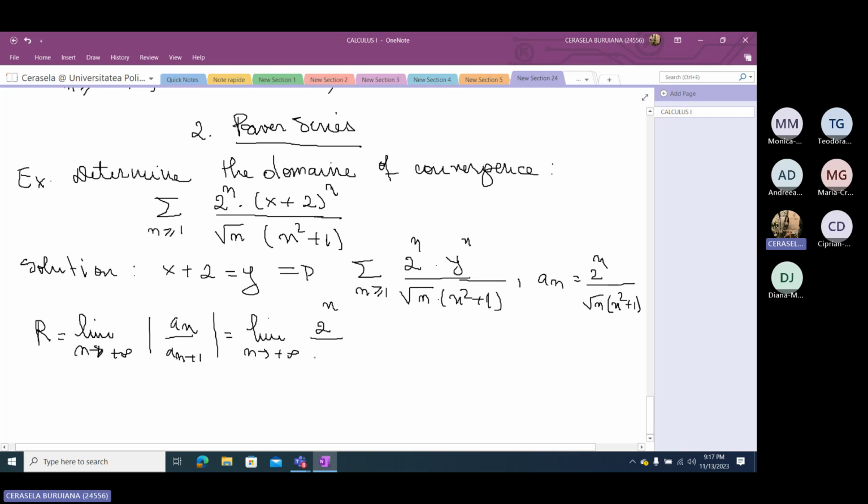So I have 2^n over square root of n times (n^2+1) times the reverse of a_(n+1). It means that we will have square root of n+1 times ((n+1)^2+1), everything over 2^(n+1). Okay. I will simplify by 2^n.